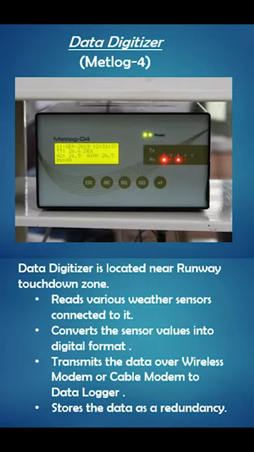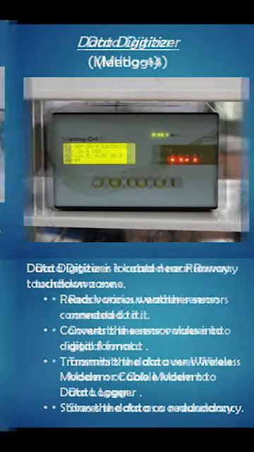The data digitizer is located near the runway touchdown zone. It reads various weather sensors connected to it. It converts the sensor values into digital format. It transmits the data over wireless modem or cable modem to the data logger. It also stores the data as a redundancy.